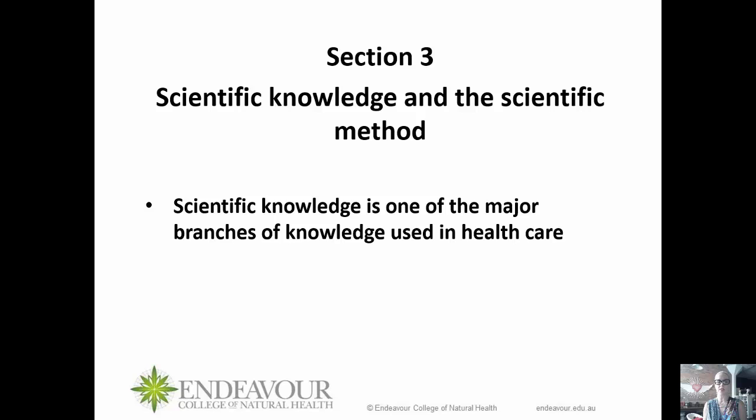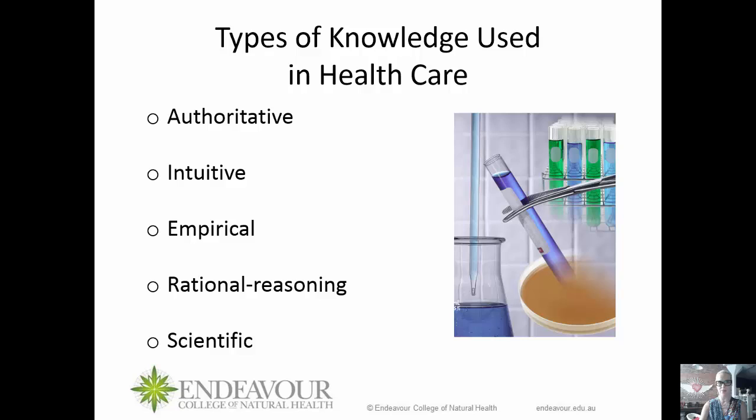Today, in this section, we're going to talk about scientific knowledge and the scientific method. Scientific knowledge is one of the major branches of knowledge currently used in healthcare. But before we look at scientific knowledge, we're going to look at the types of knowledge that are used in healthcare and have been used in healthcare over time. The 5 different kinds of knowledge that we're going to look at in this section are authoritative, intuitive, empirical, rational reasoning, which is the elementary idea of Watson one, and scientific knowledge.